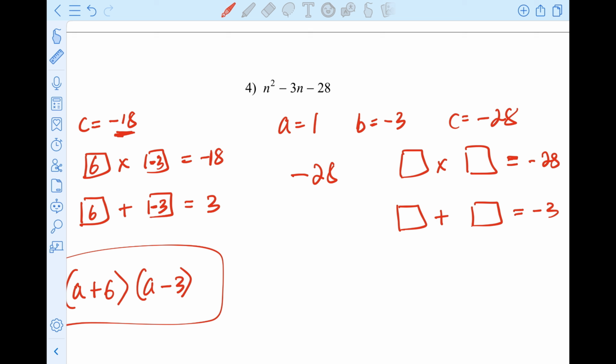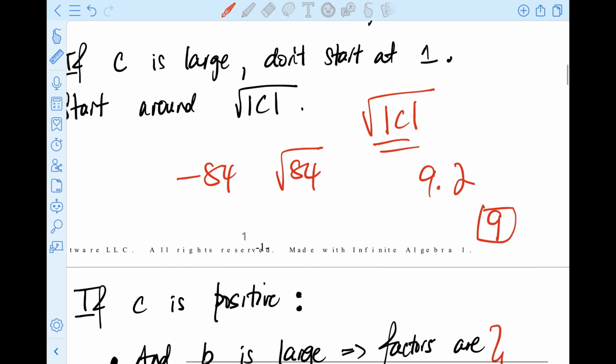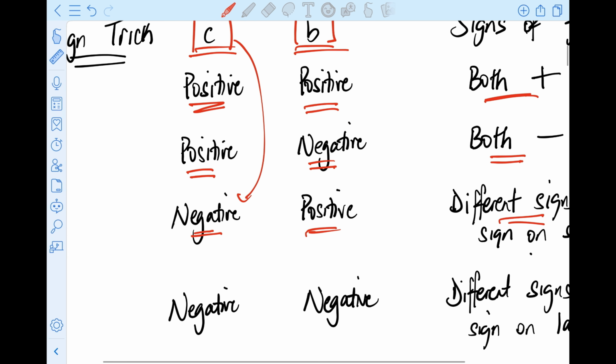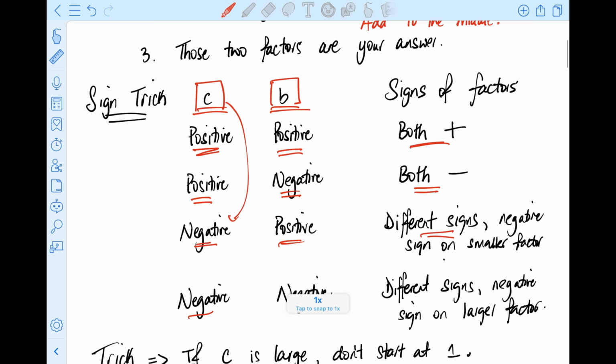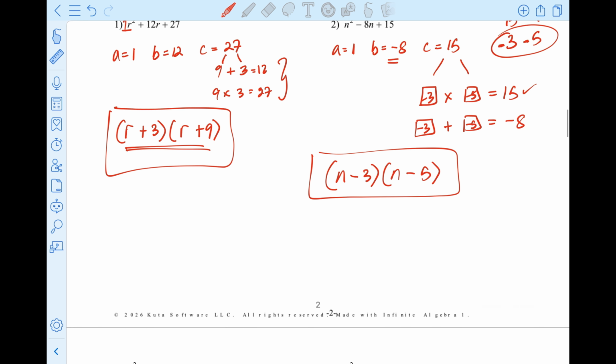Before we do that, let's check back my table here. Let's verify. C is negative, B is negative. So what did my table say? If C is negative and B is negative, I'm going to have different signs, but the negative is going to be on the larger factor. Okay, let's examine.